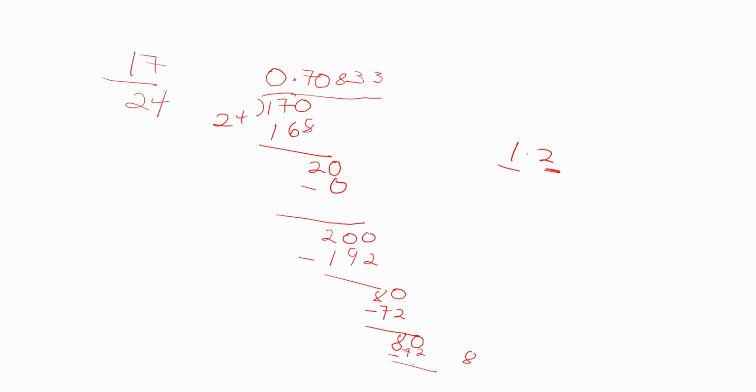Now we are going to end here because it's the same thing. As you can see, this number is going to keep recurring. So we are going to have 0.70833333333 over here. And because it's recurring, we are going to end there. And that means 17 over 24 will become 0.70833. And this is the final answer. I hope that makes sense.